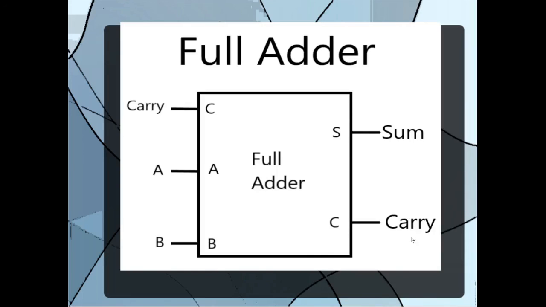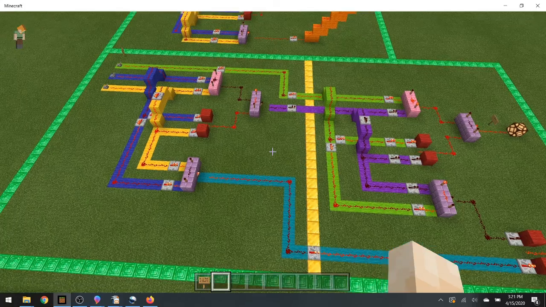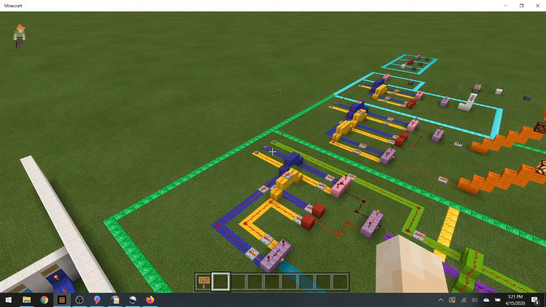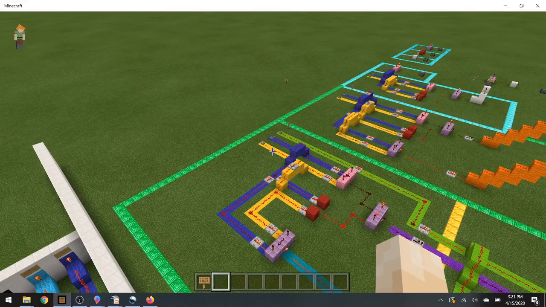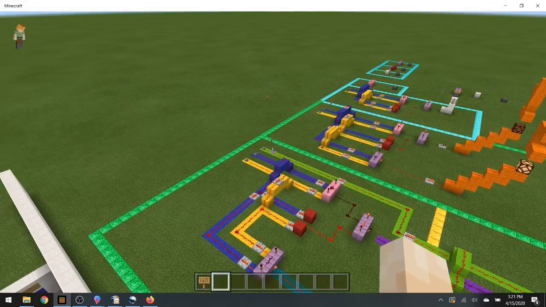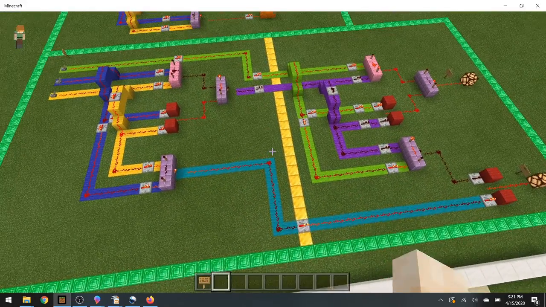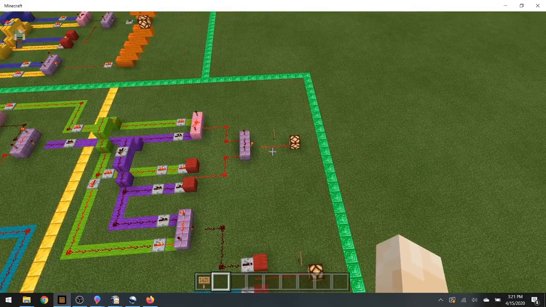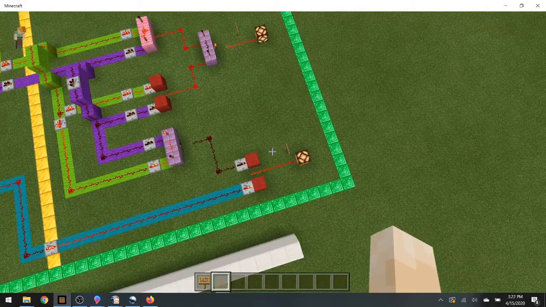So let me flip back to the Minecraft to show those things off again. Okay, so we've got a bird's eye view, and again, this blue line here is like signal A. This yellow line is like signal B. The green line is C, the carry. And after you do everything with the full adder, you'll get a sum and you'll get a carry at the end.